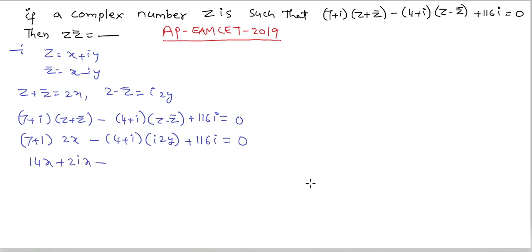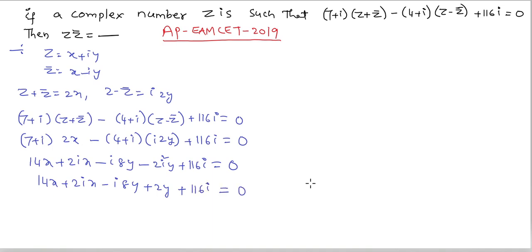2ix minus 4 into i 2y, that is i into 8y minus 2i square y plus 116i = 0. 14x plus 2ix minus i 8y, i square is minus 1, this is 2y plus 116i = 0. So equating real parts, that is 14x + 2y = 0.